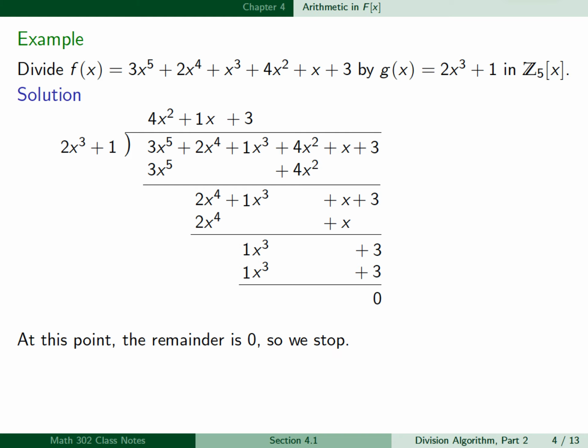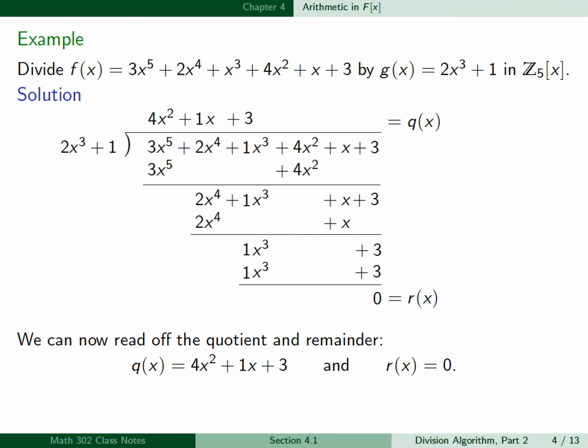Okay, now at this point the remainder is 0, so we stop. And we can then read off the quotient and remainder. So the quotient is 4x squared plus x plus 3, and our remainder is 0.